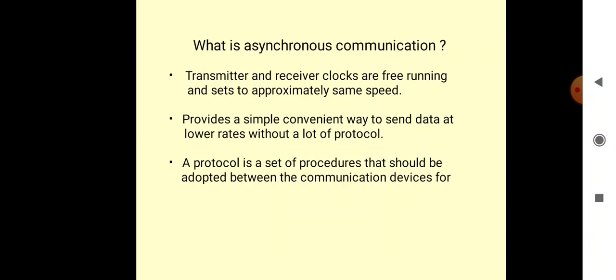So these different types of conversions, from serial to parallel and parallel to serial, are done by using a device termed UART, that is, Universal Asynchronous Receiver and Transmitter. Based on that, the data will be generated.